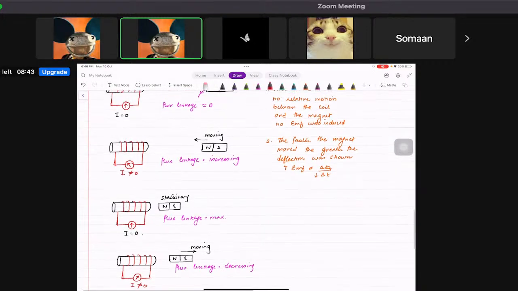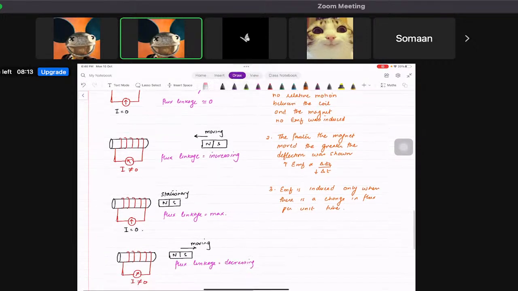So he said that basically not only the speed matters, but also EMF is induced only when there is a change in flux per unit time. Do you understand this? So that's about Faraday. Is it clear, everyone? Yes, I'll do it.